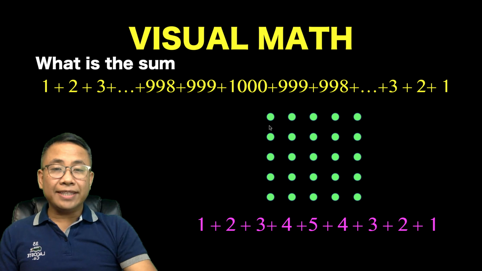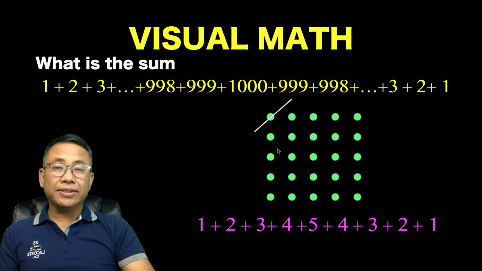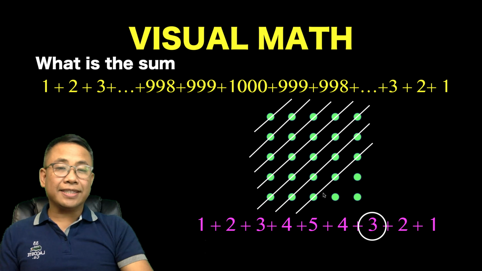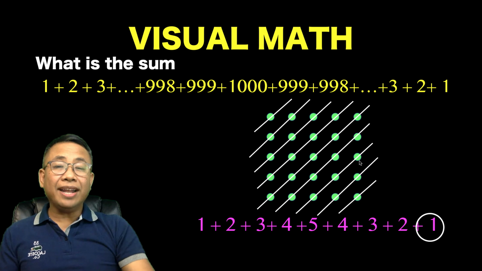This number 1 is this dot, plus 2 is this, plus 3, plus 4, plus 5, and then plus 4, these 4 dots, and then these 3 dots, 2 dots, and this 1 dot. So this diagonal of numbers represents this 1 plus 2 plus 3 plus 4 plus 5 plus 4 plus 3 plus 2 plus 1. And so what's now the sum of these numbers?